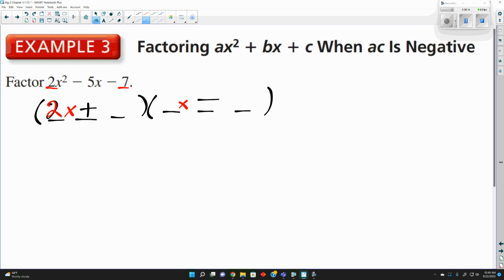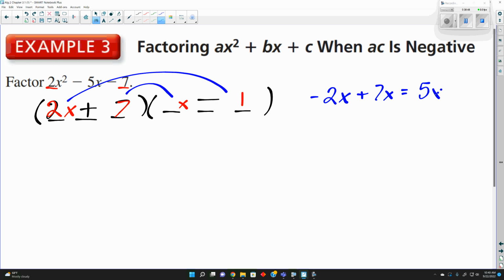Now we look at the factors of 7. Well, we have what? 1 and? Where do you want to put the 7? In the first set of parentheses or the second? 7, which means 1 goes in the second one. Now we're going to check this. Now 2x times negative 1 is, 7 times x is plus 7x. So negative 2 plus 7, or 7 minus 2 is? It gives us 5x.